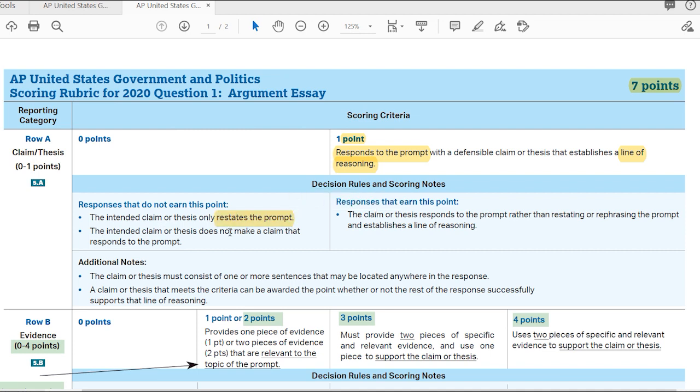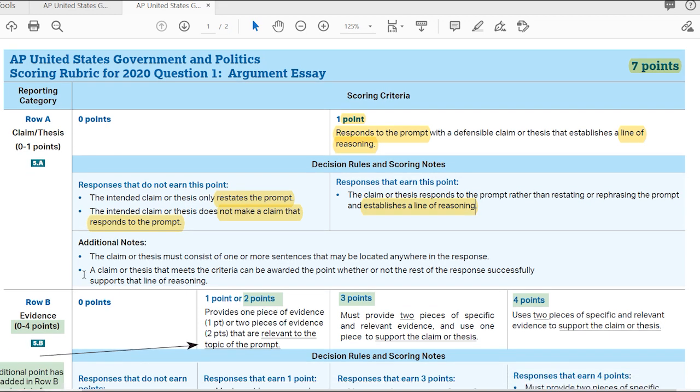The intended claim or thesis does not make a claim that responds to the prompt. So perhaps you're just rambling about something else, and maybe the prompt set off a line of reasoning in your mind, and it turns out not to be relevant. So just make sure that whatever your thesis statement is answers the question in the prompt and establishes a line of reasoning. Responses that do earn the point respond to the prompt rather than restating or rephrasing the prompt, and very important, establish a line of reasoning. So as we've talked about, that word because, or some sort of transitional phrase, maybe not therefore, but I think if we stick with because, we're going to have good results.